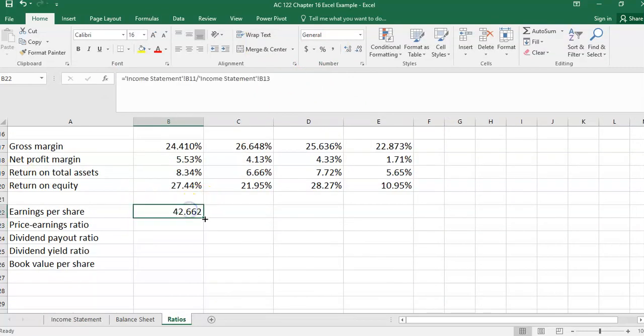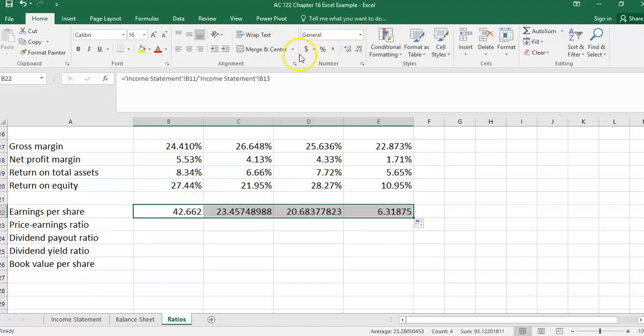So we have $42.66 as the earnings per share. We can see that that has increased greatly since 2017. This would tell us that this stock is a good investment.